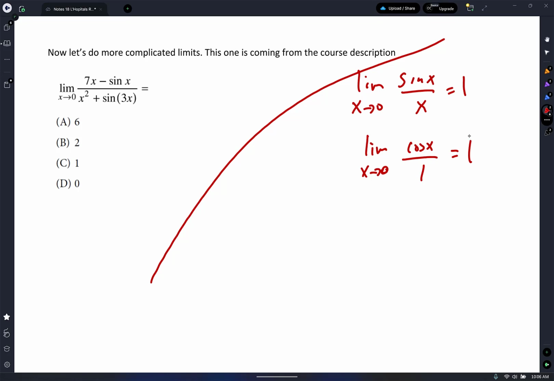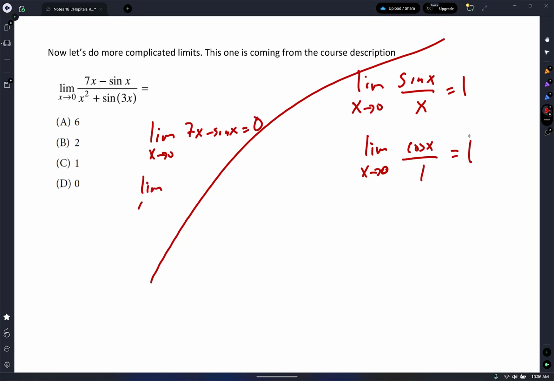Well, first we got to check. Is it 0 over 0? So I guess I'm teaching pretty bad right now because I gotta see if it gets 0 over 0. So do you get 0 over 0? So I go limit as x approaches 0, and I just do the numerator, 7x minus sine x. And I can do direct substitution on that, and I get 0 minus 0, so that's 0.